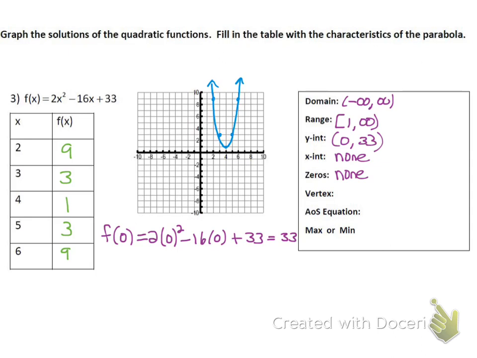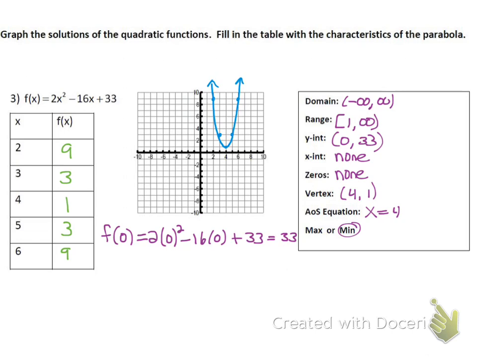Okay? Vertex we're used to finding. It's that low point here, (4, 1). Axis of symmetry, x equals 4. And this is a minimum. So now you have seen examples of parabolas that cross twice, once, and not at all. We've created 3 parabolas together and done characteristics together.